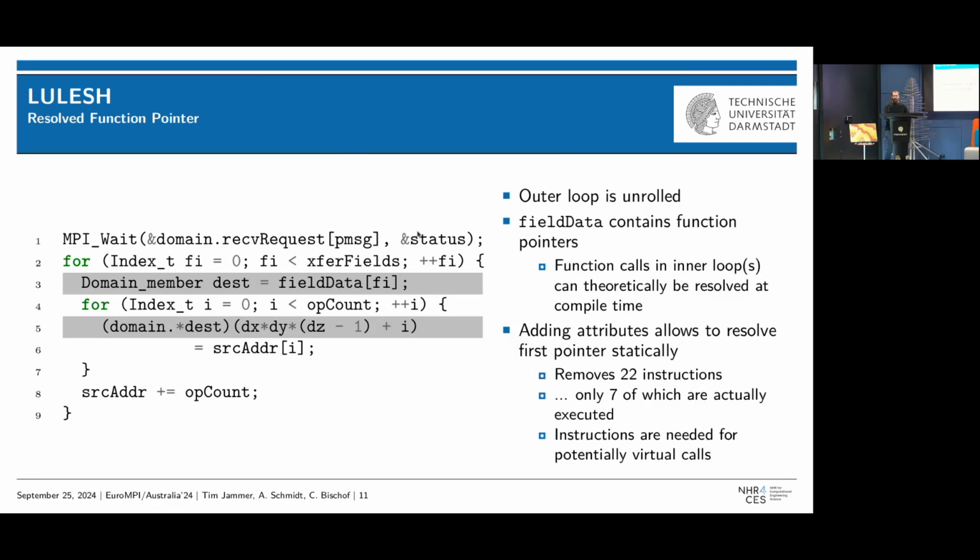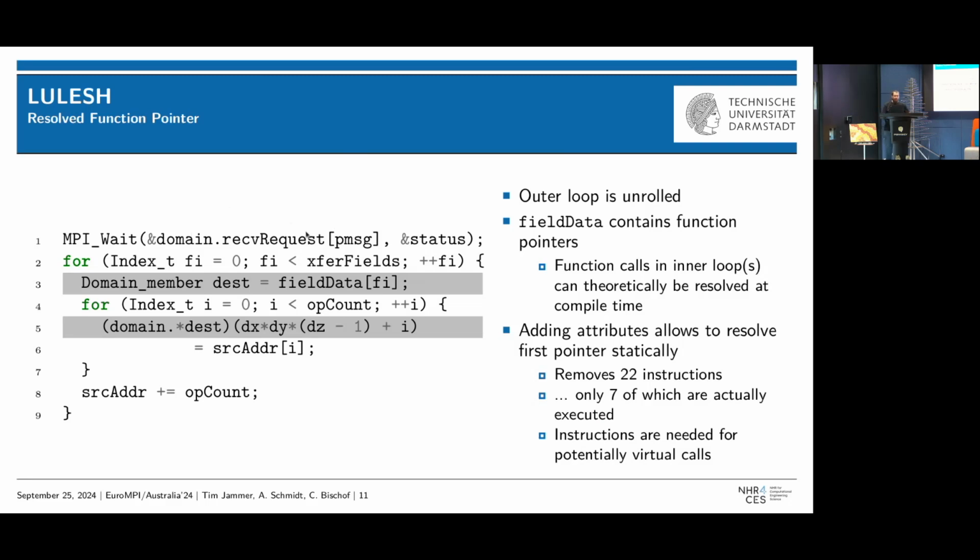The compiler is able to unroll the loop, but then the compiler is not able to replace the indirect function call here with a direct function call. And the reason here is the MPI wait, actually. Because with the MPI wait, we need to tell the compiler that MPI wait will not modify any memory that is accessible other than the memory directly given via the pointer.